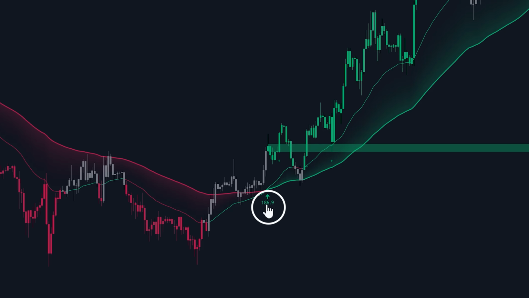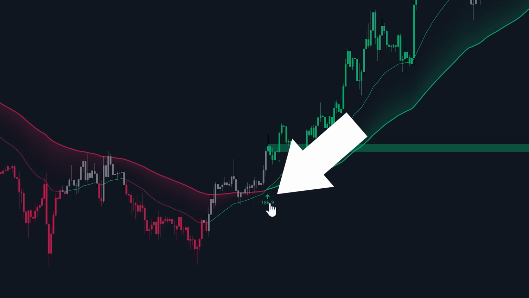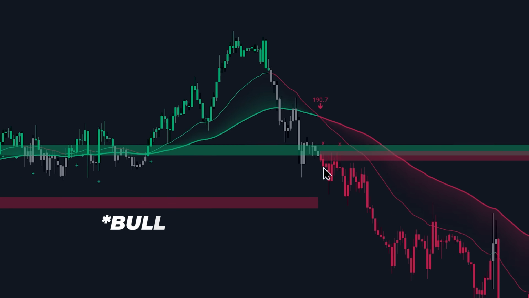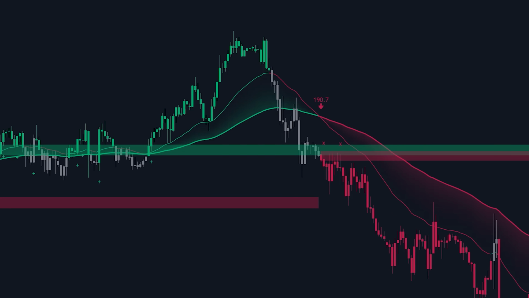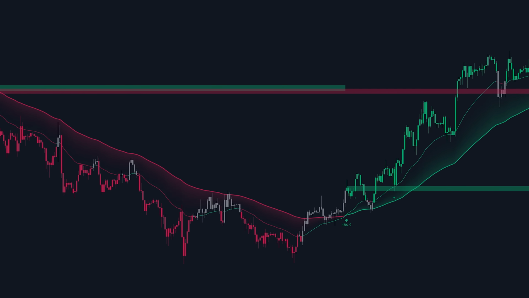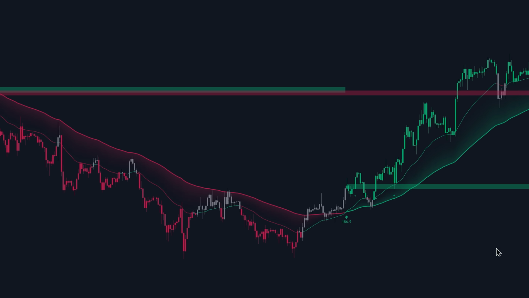A green upward arrow is going to be printed whenever the trend of the market shifts from bearish to bullish. This number is just the price point where the exact crossover happened. On the other hand, a red downward arrow is going to be printed whenever the trend shifts from bullish to bearish. Now that we know exactly what this indicator is made of, the next question is, but how can we use it to trade? Well, it's really simple.